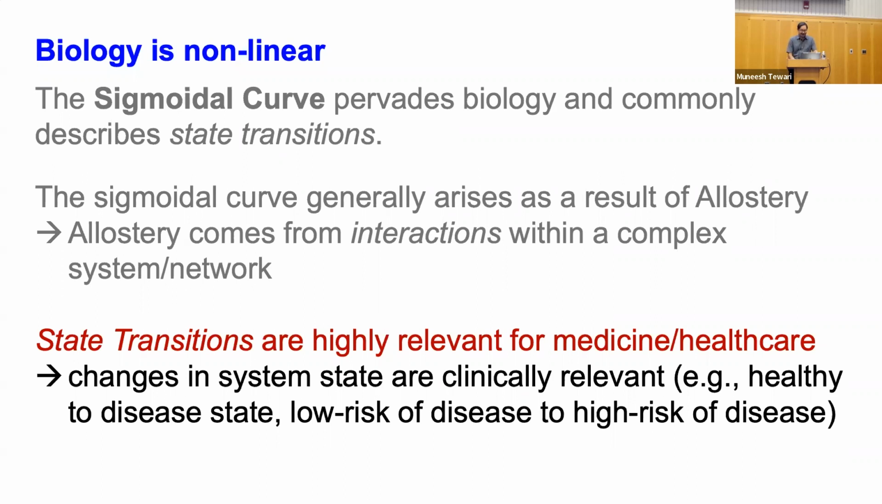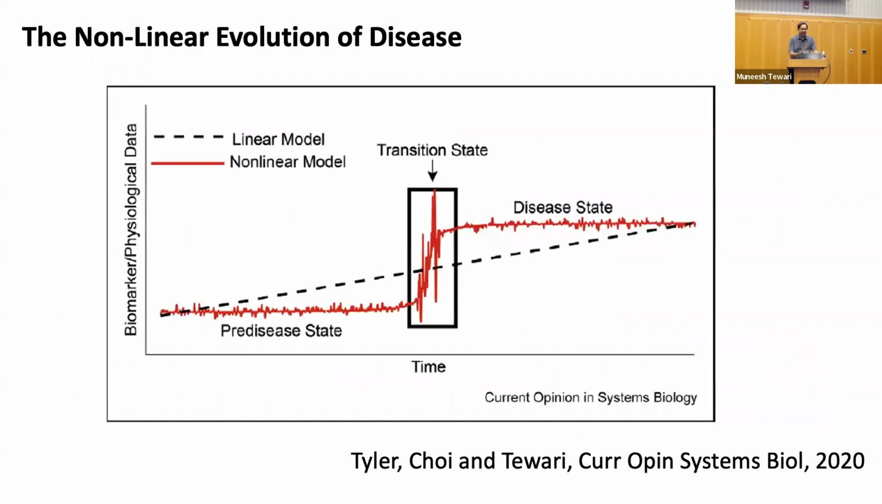And so one of the things related to this comes back to this S-shaped curve. And I'm going to show you this plot. This is a perspective piece that Song Choi and Jonathan Tyler, who was a postdoc in Danny's lab, and I wrote together. And it really does talk about basically the same S-shaped curve.